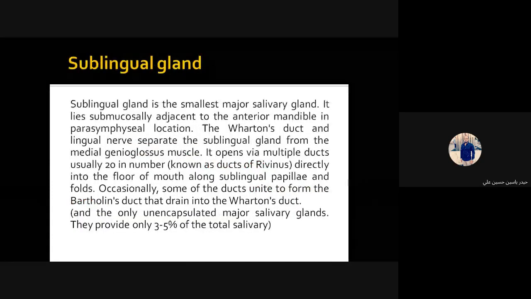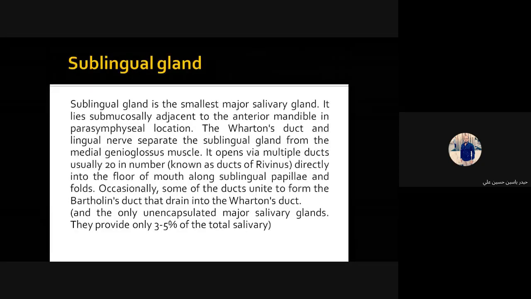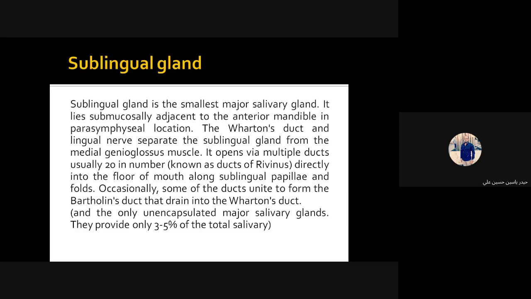Another important structure is the sublingual salivary gland, which is considered to be the smallest major salivary gland, adjacent to the anterior mandible in a superficial location. And here the Wharton duct and the lingual nerve separate the sublingual gland from the medial genioglossus muscles.